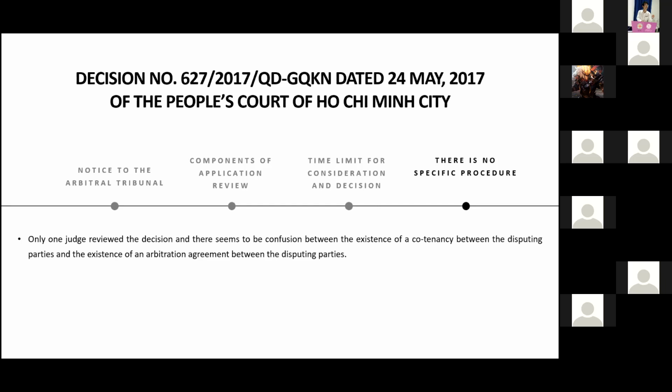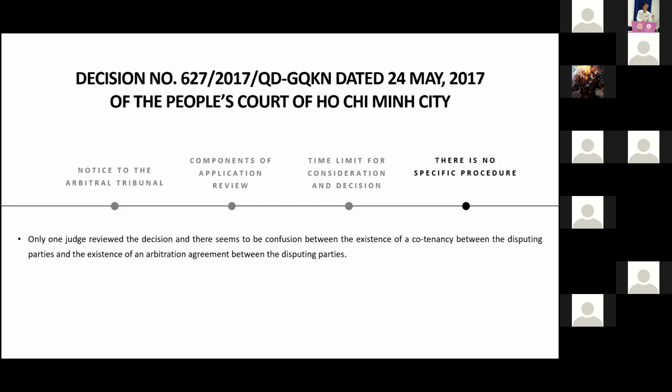So in this case, only one judge reviewed the decision, and there seems to be confusion between the existence of the lease contract between the disputing parties and the existence of the arbitration agreement between the disputing parties. The lease contract may not exist between the parties at all, and this is the content of the dispute, but an arbitration agreement may still exist between the parties on the basis of Article 16 of the LCA as well as Article 7 of Resolution number 01/2014.